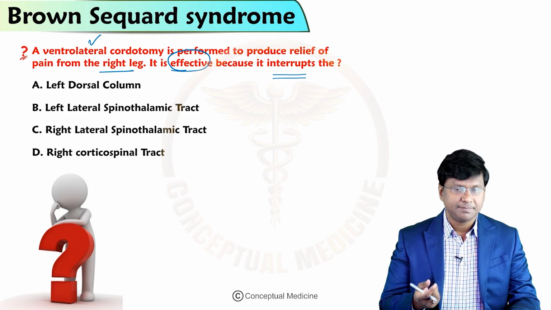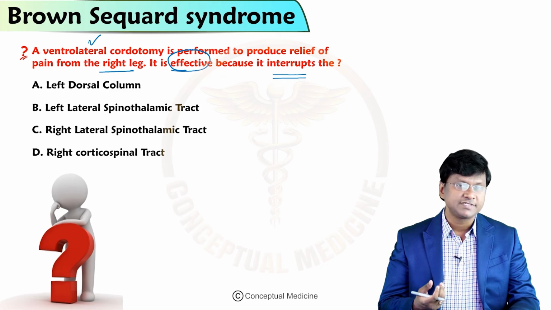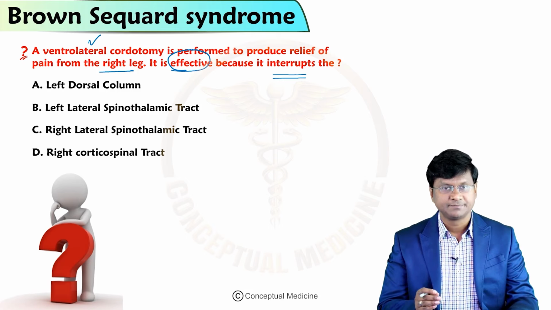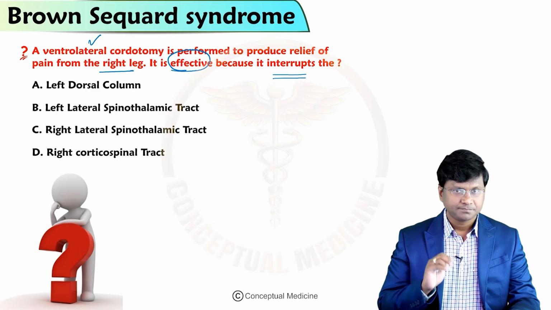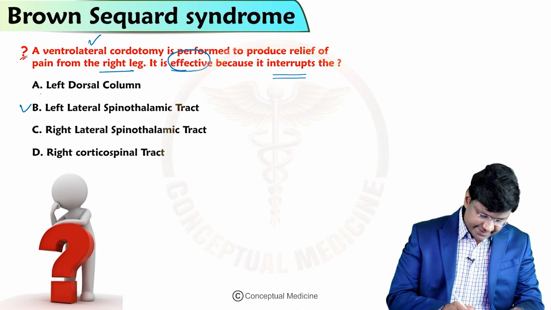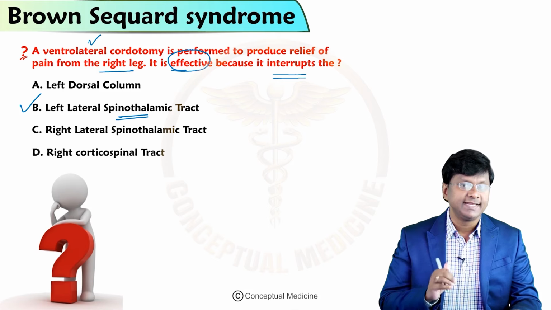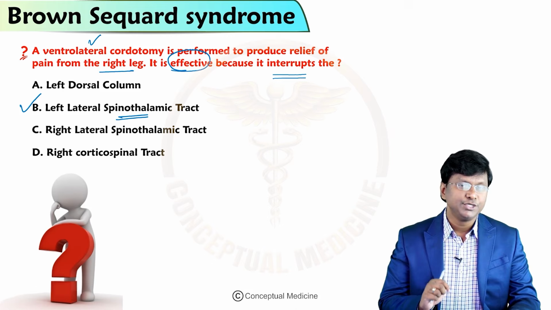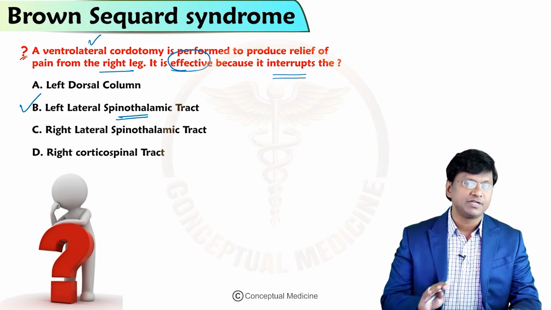So the pain perception is being carried by your spinothalamic tract. The spinothalamic tract, first it enters into the right half of the spinal cord and immediately it crosses to the left side. So where should you do the cordotomy? You have to do cordotomy on the left lateral spinothalamic tract. So when you do a left lateral spinothalamic tract hemisection, then you will have the pain relief on the right side of the leg because spinothalamic tract will cross to the opposite side.